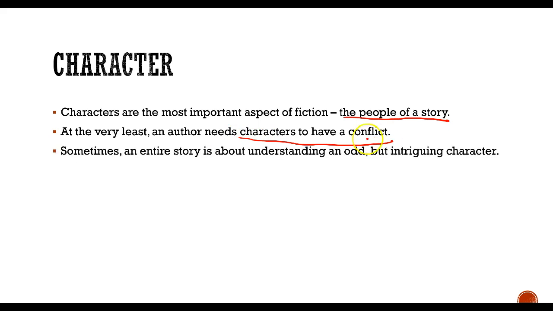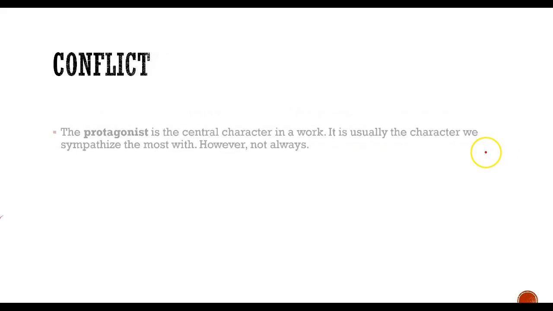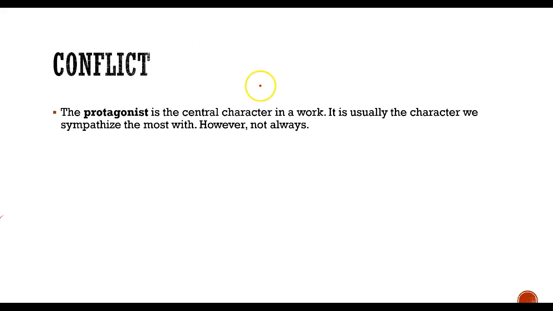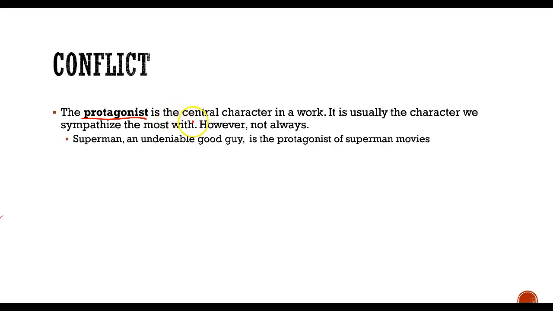Sometimes, though, an entire story is just about characterization, helping us to understand an odd and quirky or intriguing character. Forrest Gump is kind of like this. Conflict is the tension in the story, and the tension in the story is usually related to the protagonist. The protagonist is the central character of a work. It's usually the character that we sympathize with the most, however, not always.